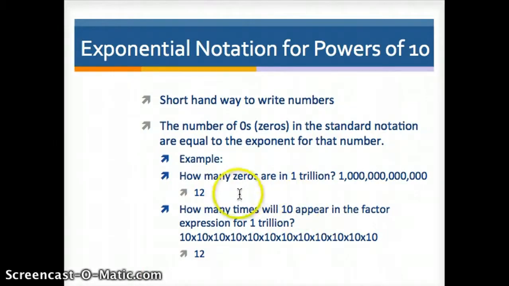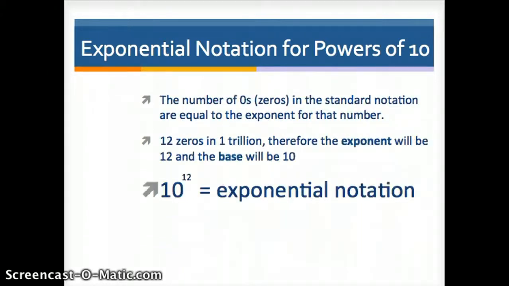There are 12 zeros in 1 trillion, as you can see in the standard notation. How many times will 10 appear in the factor expression? Again, 10 will appear 12 times. Therefore, reminding you that the number of zeros in the standard notation is equal to the exponent for that number. Since there are 12 zeros in 1 trillion, the exponent will be 12 and the base will be 10. So the exponential notation is 10 to the 12th power.